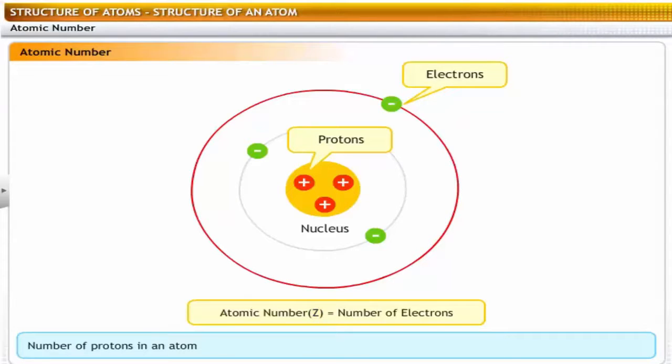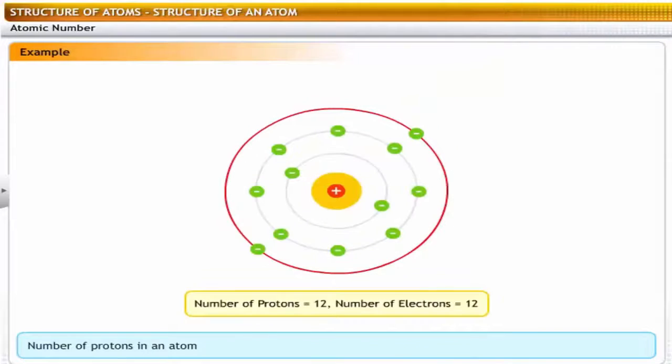Moreover, the number of electrons in an atom of an element is also equal to the atomic number of the element. For example, if the atomic number of an element is 12, then its atom contains 12 protons and 12 electrons.